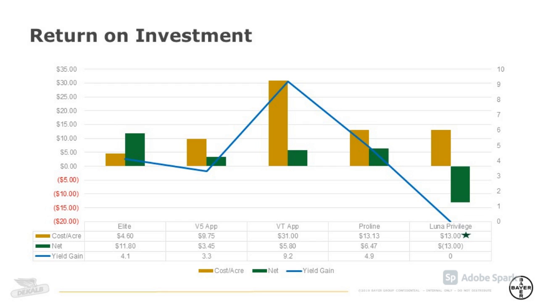So what I've got graphed here is the blue line depicting the yield gain of each management tool over the check, plotted against the axis on the right-hand side of the chart. The gold bar represents the cost per acre of that particular treatment option. And then the green bar is depicting the net income on a per acre basis based on the yield gain and the cost of the system.